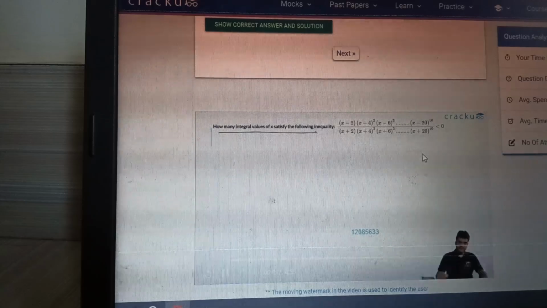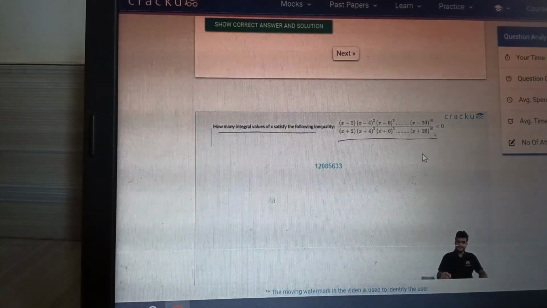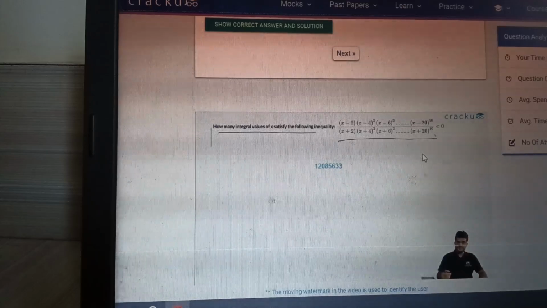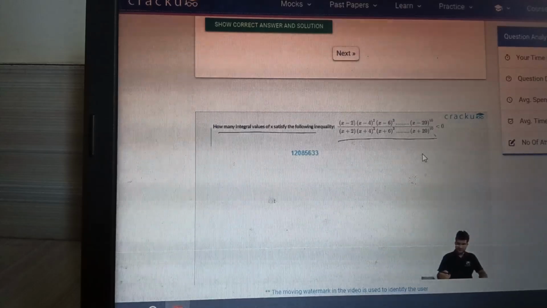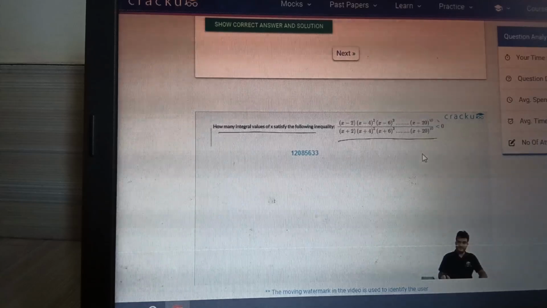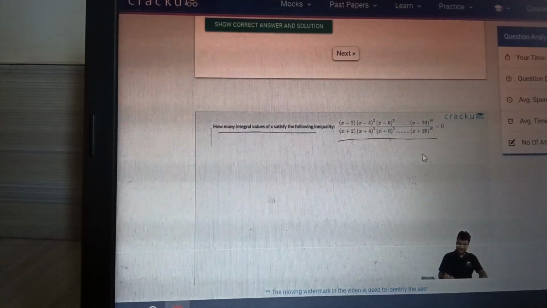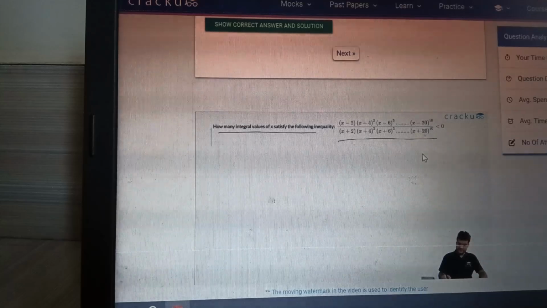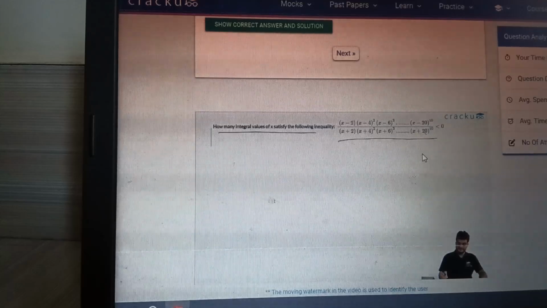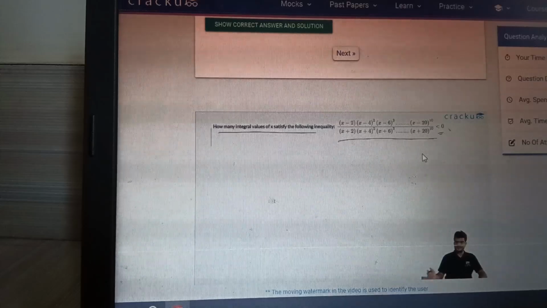We are required to find out how many integral values of x satisfy the given inequality, that is (x minus 2)(x minus 4)^2(x minus 6)^3 ... (x minus 20)^10 divided by (x plus 2)(x plus 4)^2(x plus 6)^3 ... (x plus 20)^10. This should be less than or equal to 0.